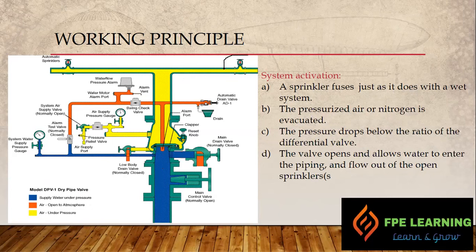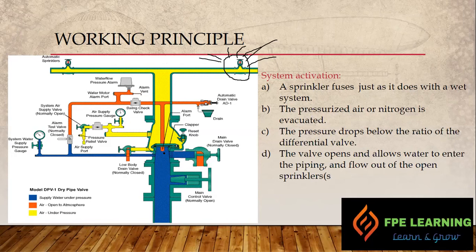Assume when the system activates, this sprinkler breaks, and once the sprinkler breaks, air comes out from this sprinkler, causing the pressure to drop. Then, due to the difference in pressure, the water forces the clapper to open, and hence the system activates and continues in the process. Now when the water activates, water starts flowing, we have to get some signal, right?